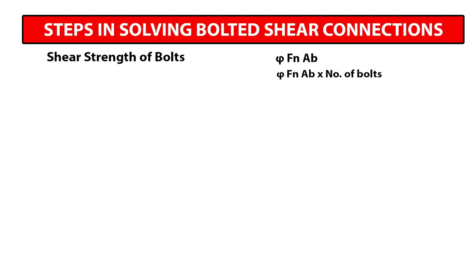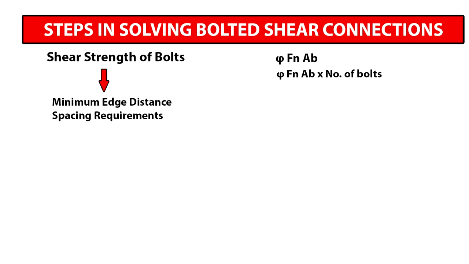So here are the steps for solving the bolted shear connection. Step 1, check the shear strength of bolts. Use the formula: shear strength of one bolt is equal to Phi times F sub n times AB. For the shear strength of the whole connection, just multiply it by the number of bolts. For step 2, check for the minimum edge distance and spacing requirements.